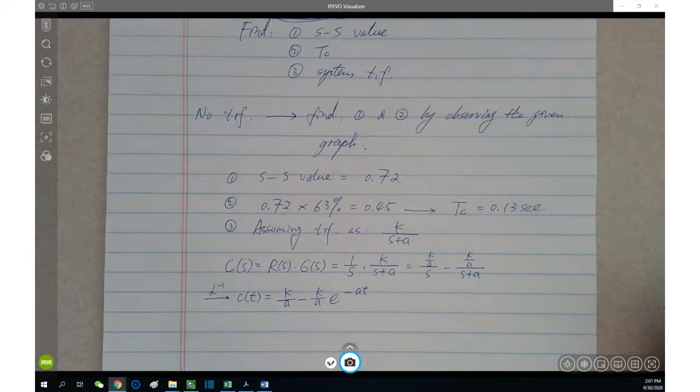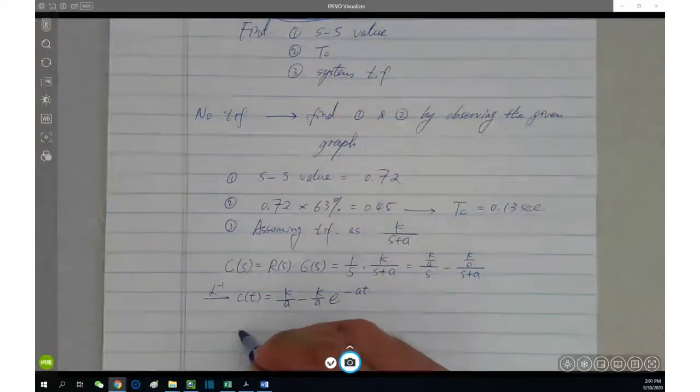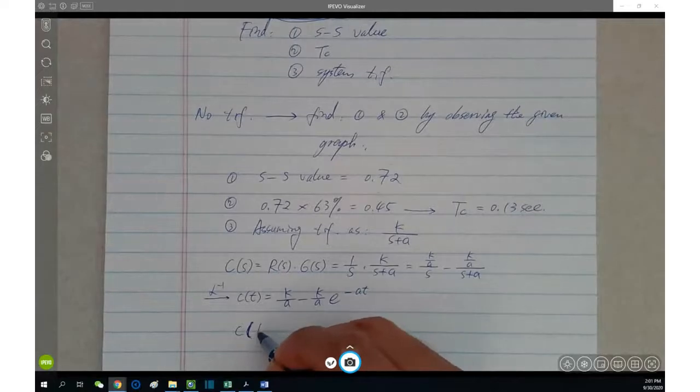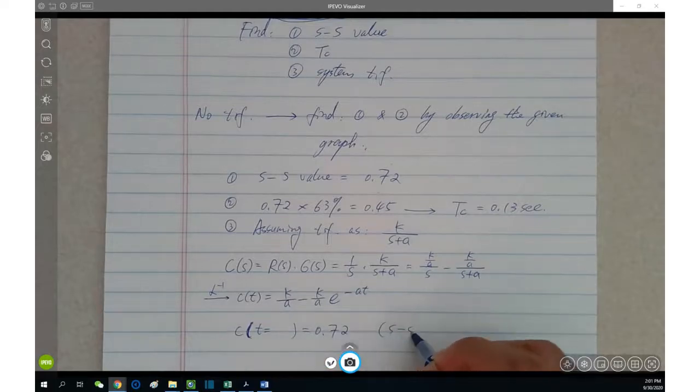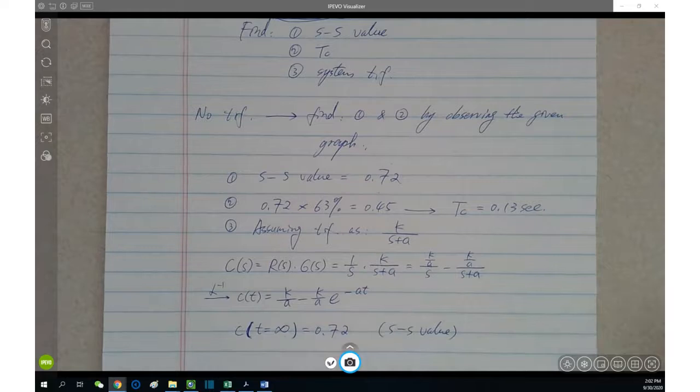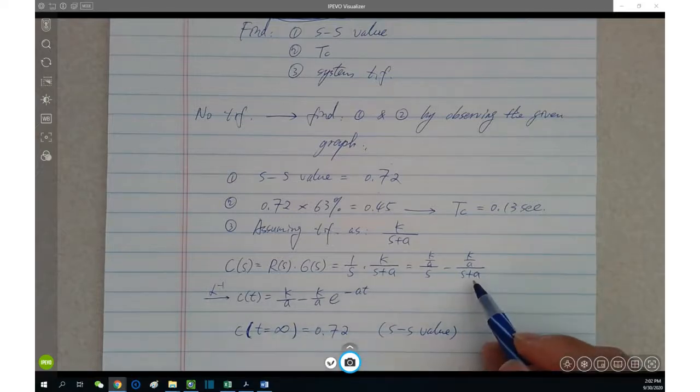Now we know the steady state value is 0.72. What does it mean by steady state value? c of t equals 0.72 at what time? Anyone remember? We just discussed. Not zero, infinity. Good, infinity. Here we go. This is nothing but one equation, right? So you substitute t equals infinity into here.